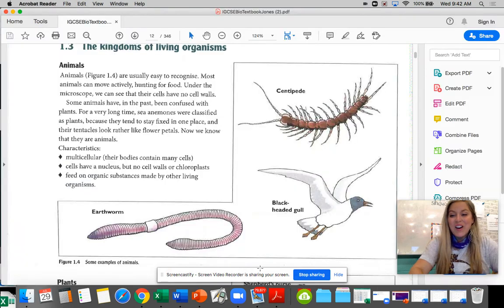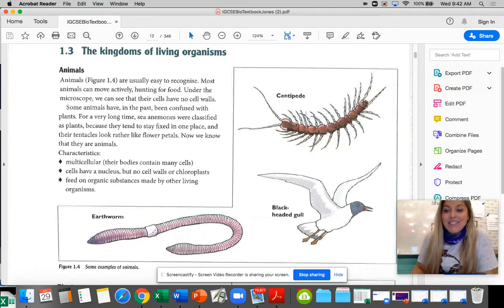Hey guys, all right, so today we're going to be talking about section 1.3, the kingdoms of living organisms. There are 5 kingdoms of living organisms. Those 5 kingdoms are animal, plant, fungi, protoctista, and prokaryotes. Now, in the notes that I post on Canvas, you're going to need to know the characteristics of each of those kingdoms.